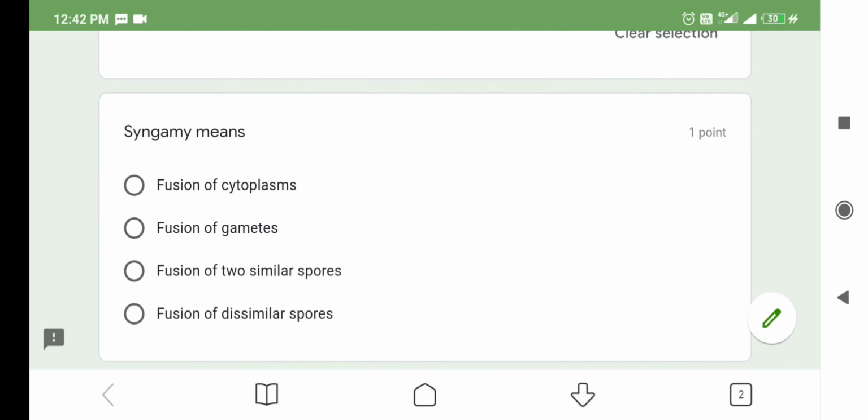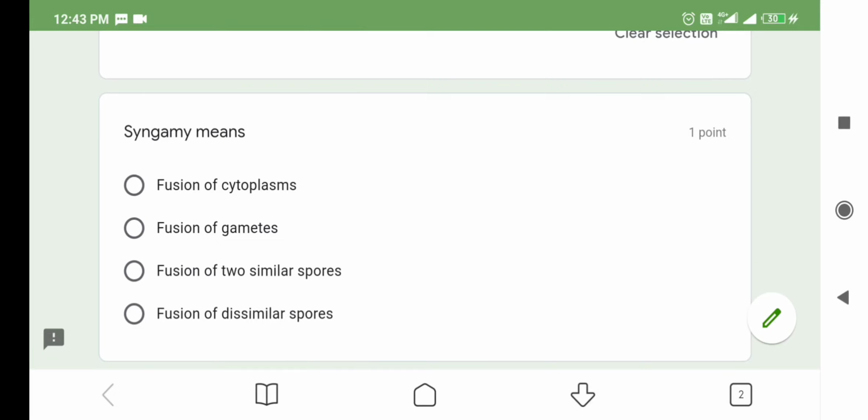Next question. Syngamy means. Option number 1, fusion of cytoplasms. Option number 2, fusion of gametes. Option number 3, fusion of two similar spores. Option number 4, fusion of dissimilar spores.